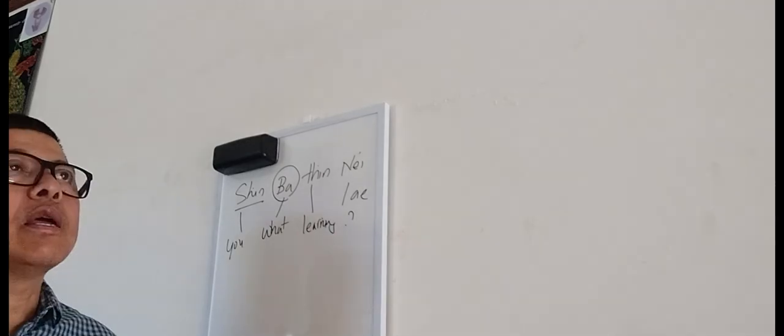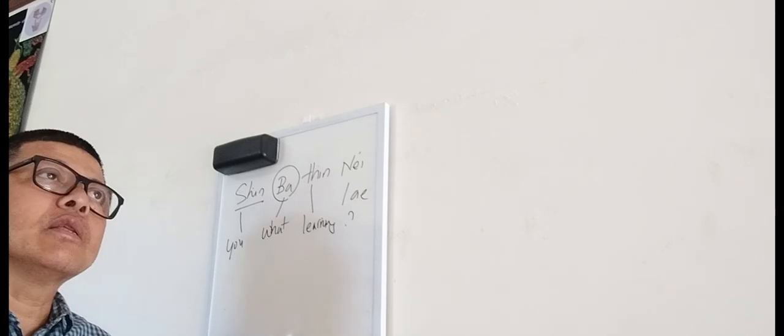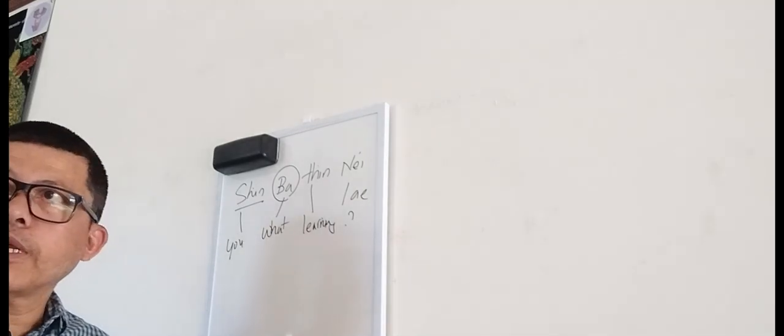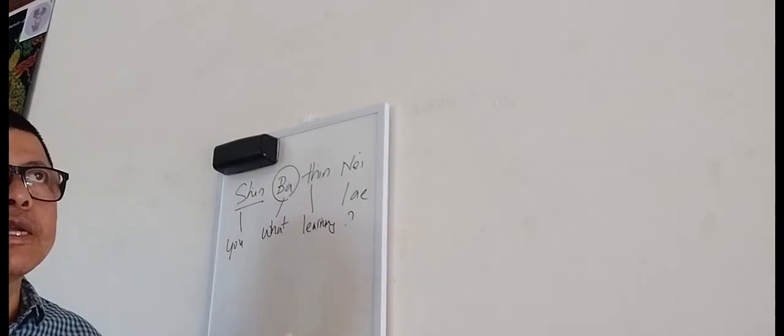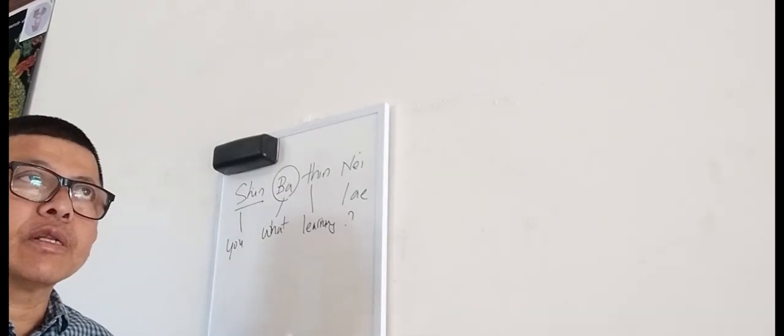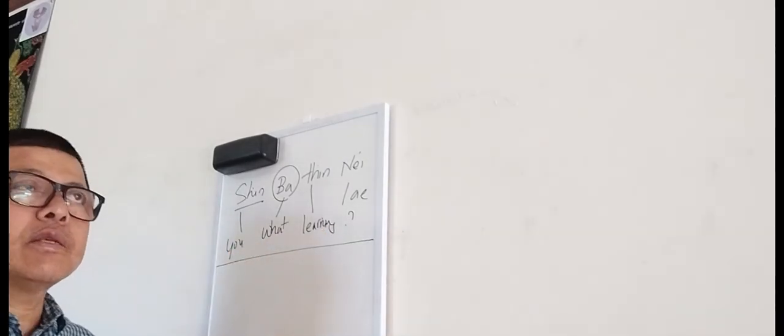Or you can eliminate go, okay? Go is a conjunction. Shin ba tin ni le, Min ba tin ni le. What are you learning? What are you studying? So the other side says that I'm learning Chinese, but it is difficult.